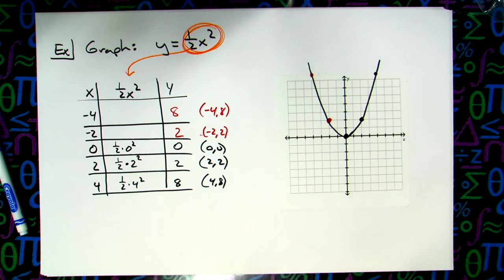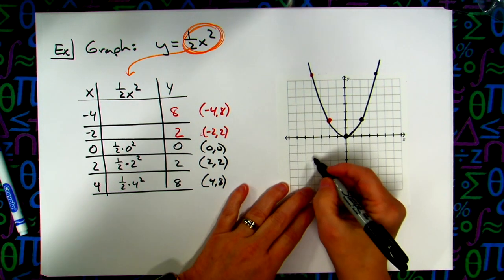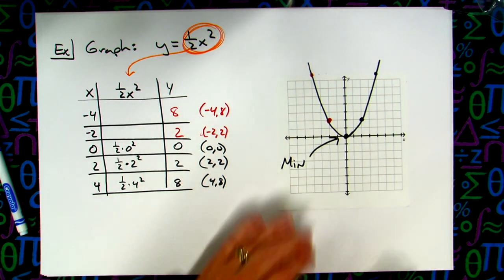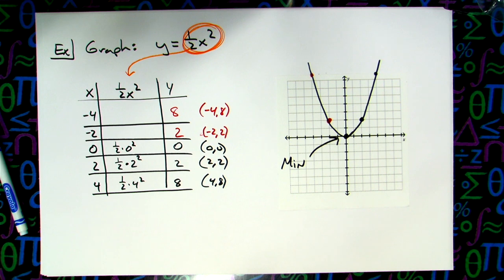All right, is the vertex a maximum or a minimum? It's a minimum. What have I not added to this? I've not added something to my graph. What do I need to add? I've got to add one more thing.